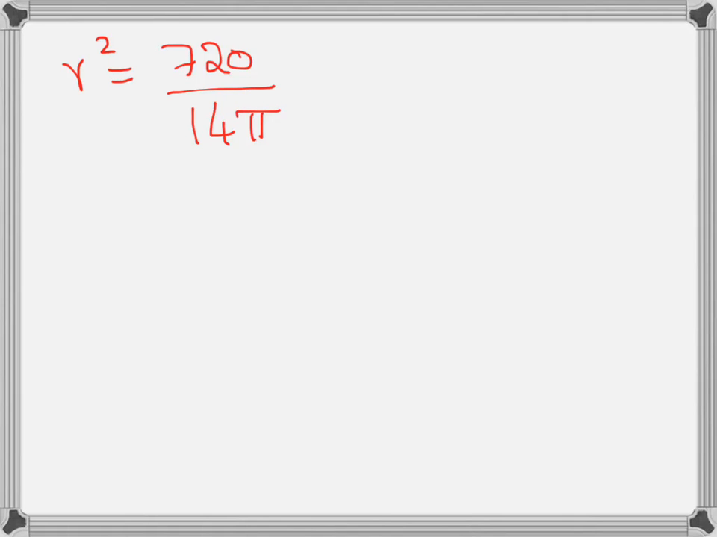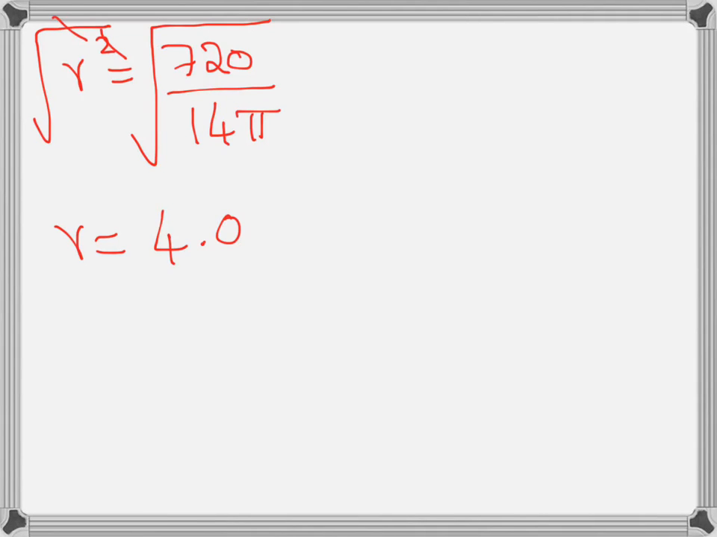But this is r squared. We need to find r. So we need to remove the square. How do we remove the square? We take square roots on both sides. And that is going to be r is equal to square root of 720 divided by 14 pi. It is 4.04. Approximately the radius r is 4 centimeters.